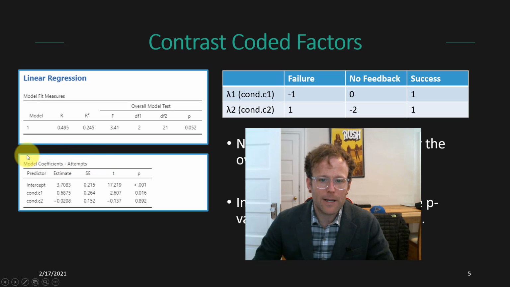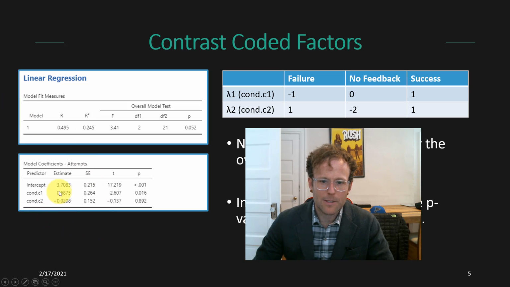Now, the other thing that we have to look at, though, is the actual values of the intercept and the two different slopes that make up this regression model. So we get those out of, this is an example from a Jamovi output, but you'd get something similar from R or SPSS. And we're looking at the estimate of the intercept, the estimate of the slope for con.c1, and the estimate of the slope for con.c2.